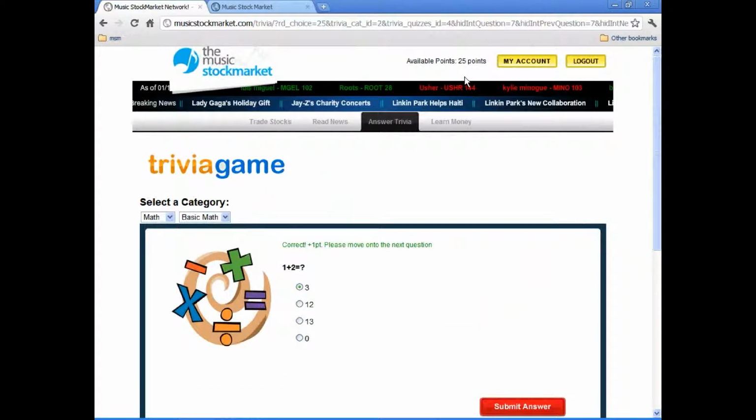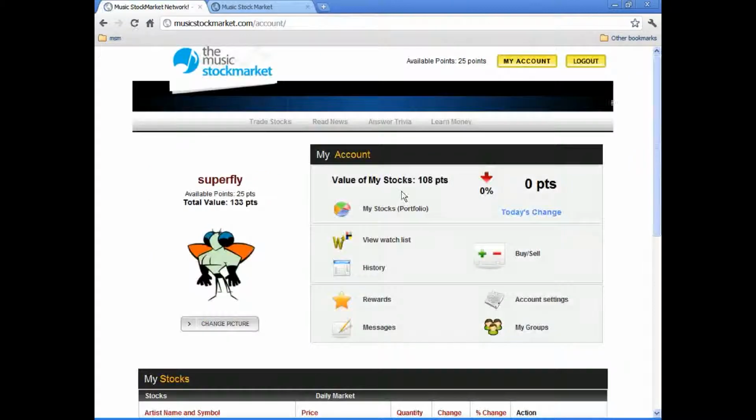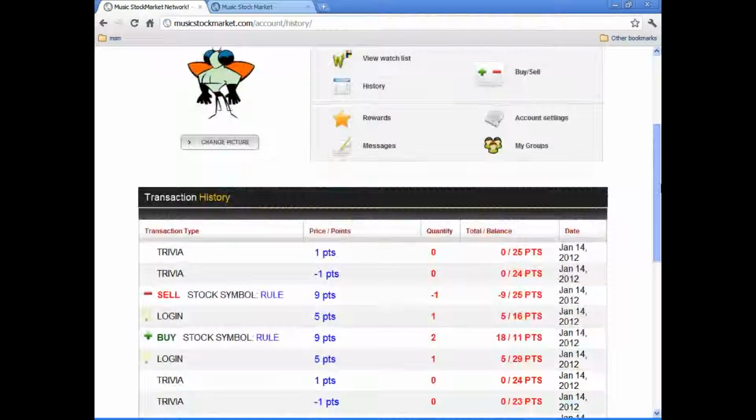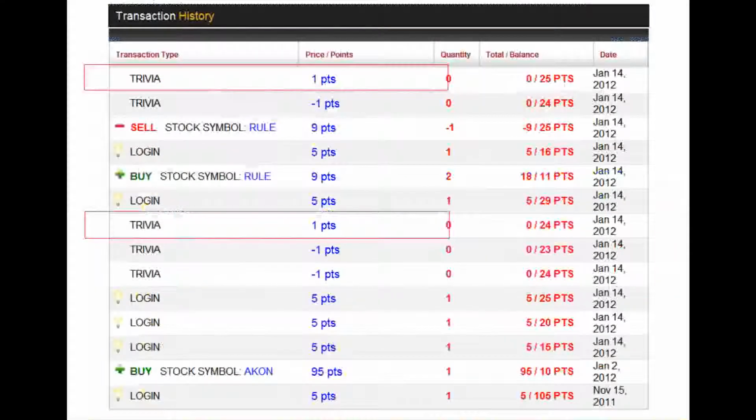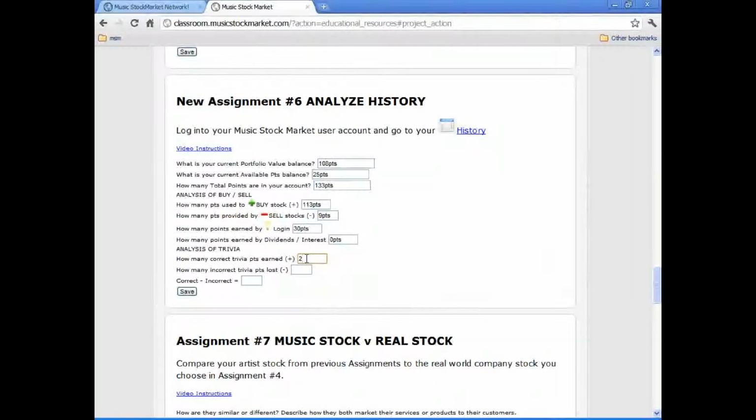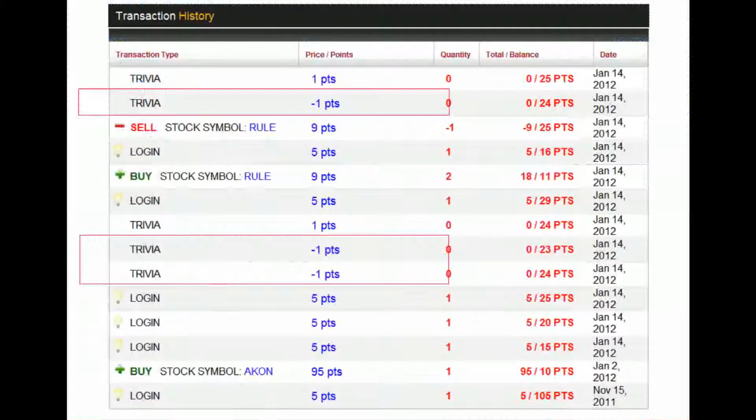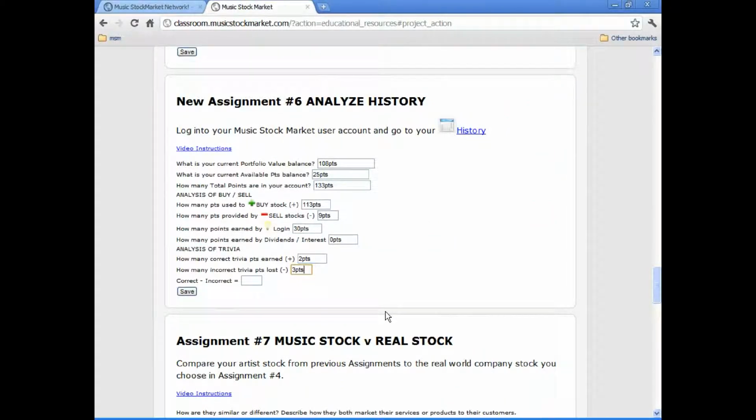At this point, if we return to our history page, we'll notice that the 2 transactions that we just did relating to the math trivia are now listed. We add up our correct trivia points earned, which we will see is 2 points. So we'll enter that. Then we look at our incorrect trivia deductions, which in this case is 3 points. It doesn't look good, because 2 correct and 3 incorrect, we end up having a net result of -1 points from trivia transactions.